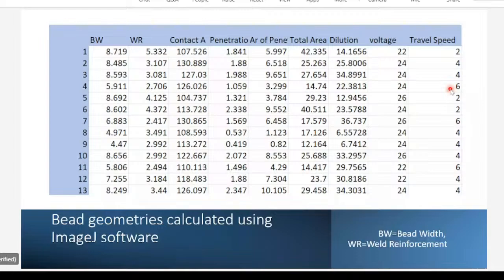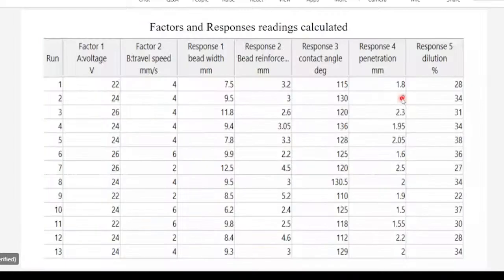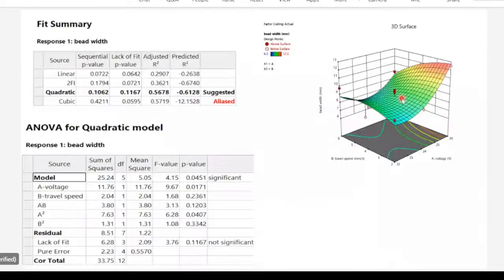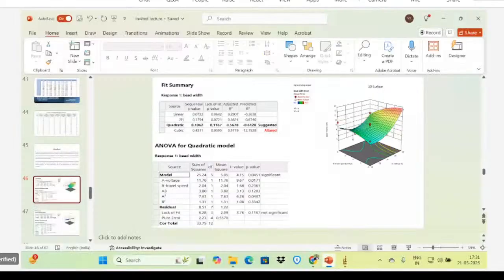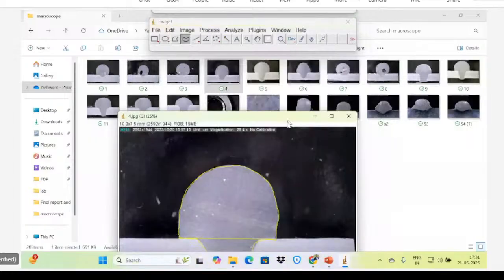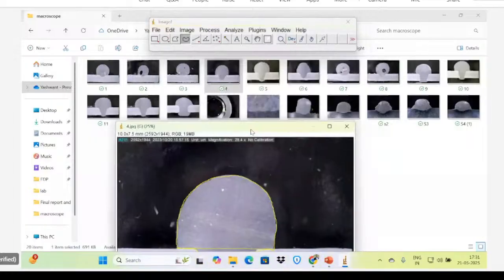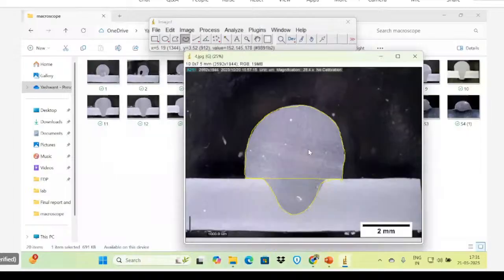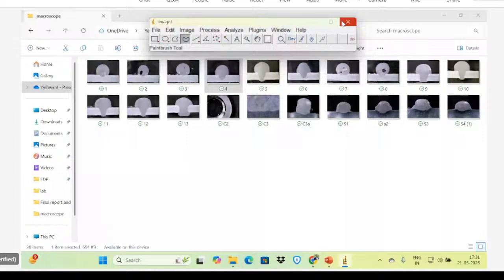This is the Design Expert, I will show you in a while, and this is the output. I will show you once again. So we have learned the image software, and now we can cancel this. The same thing you have to do for all the images, and we can find all the 5 parameters. So it's easy, not a very difficult task.